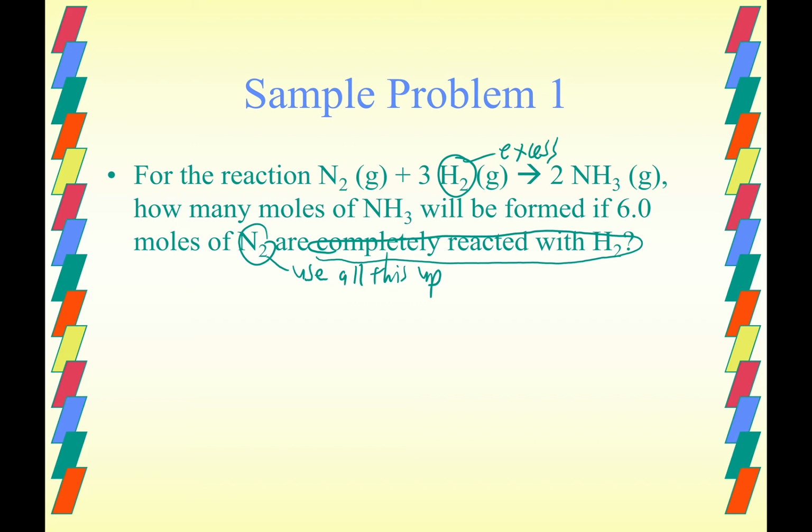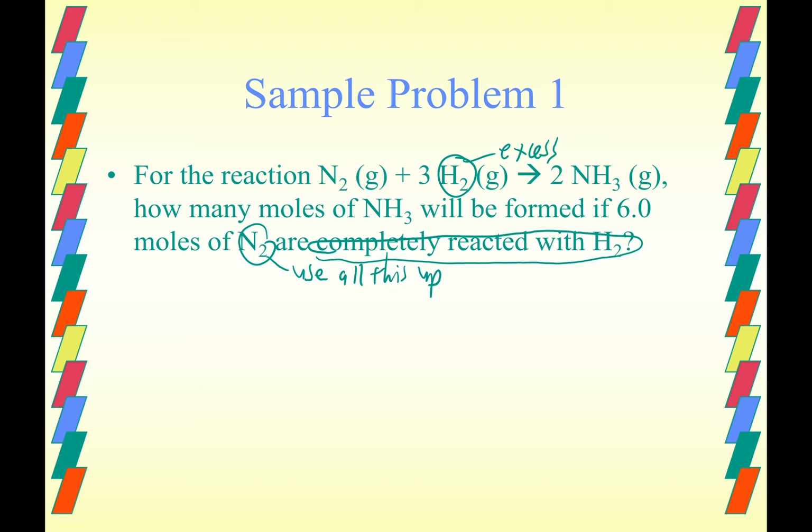Kind of like if you think about it, if a sandwich requires 2 pieces of bread and a piece of bologna, and you had 2 slices of bread and 2 slices of bologna, you would completely react the bread with the bologna and you'd be left with some additional bologna. In this case, the hydrogen is the bologna and the nitrogen is the bread. We're going to completely use up the bread. In this case, we'll completely use up the nitrogen.